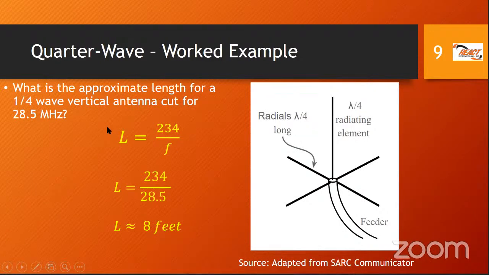So therefore, an antenna that is a quarter wave design cut for the 28.5 megahertz frequency will be 8 feet long. From the feed point to the top will be 8 feet. The radials, those horizontal radials as they are shown here, will be 8 feet also.